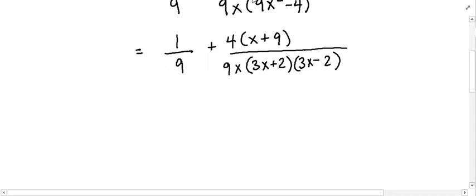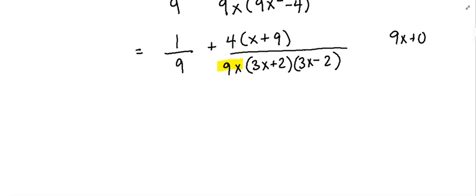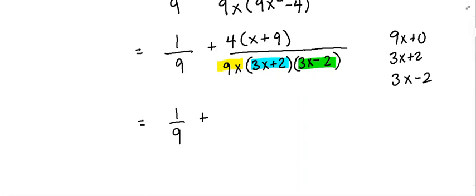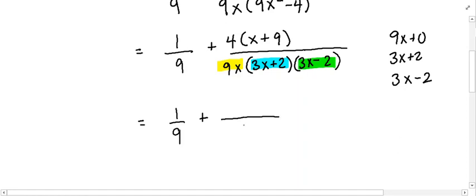When you look at this, you have 3 linear factors. I see 9x, that's one of them. This is really like 9x plus 0, so that's a linear factor. Then I see the 3x plus 2, where the highest power of x is 1. And then I see a 3x minus 2, also linear because the highest power of x is 1. So we will retain the 1/9. Each of these factors is linear, so each will go in the denominator. None of them are repeated, so each factor will produce one fraction.